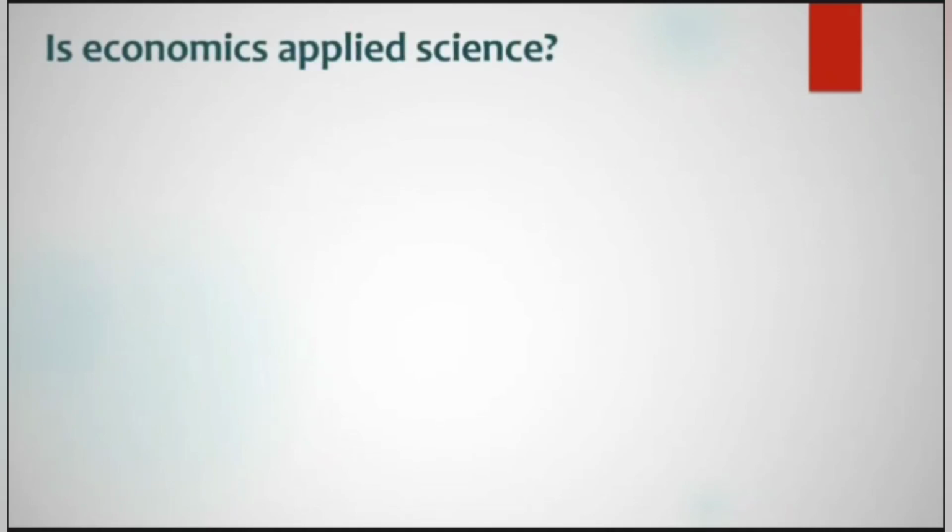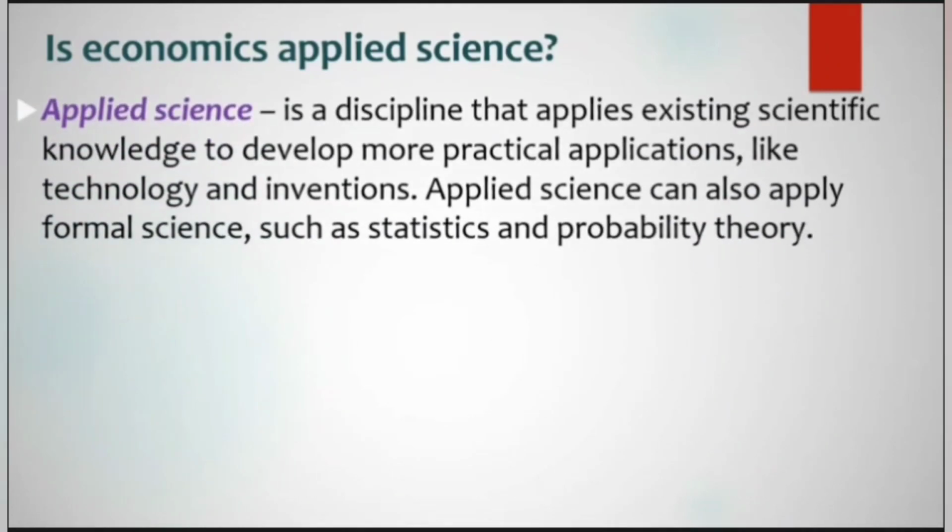Question: is economics applied science? But before that, let us define applied science first. Applied science is a discipline that applies existing scientific knowledge to develop more practical applications like technology and inventions. Applied science can also apply formal science such as statistics and probability theory.